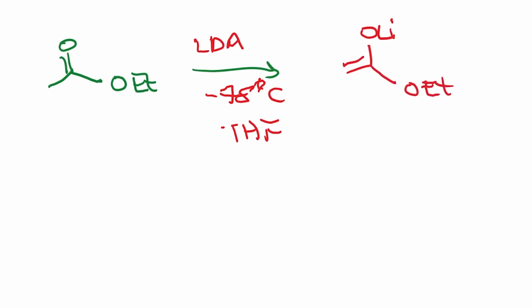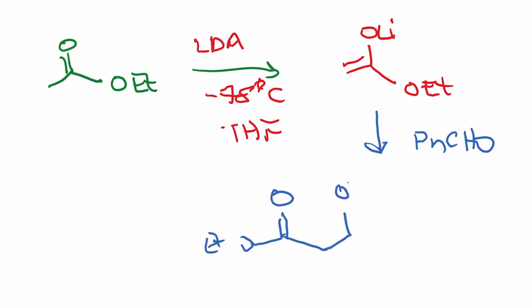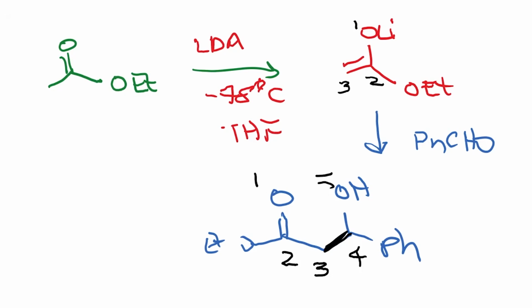OEt, double bond, and then this is further reacted with an aldehyde such as benzaldehyde, and the chemistry is the same. You end up with OH, Ph. Just to complete the numbering, this is 1, 2, 3, and the aldehyde is 4 and 5. So this is the new bond that is formed. Esters can be treated very similarly to ketones, and you can produce the same sort of intermediate.